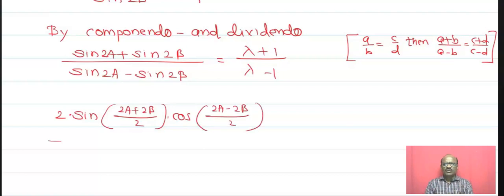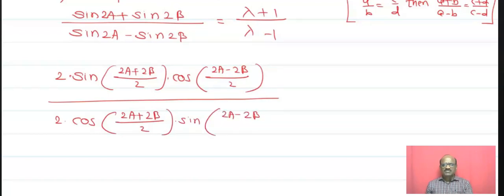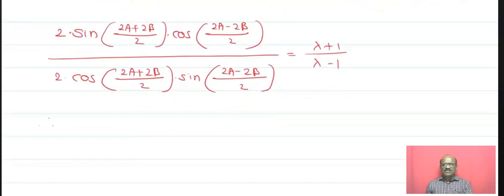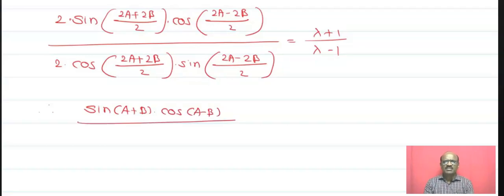Very nice, look at both formulas. One has a plus sign in the numerator and the denominator has a minus sign, so the only change is that cos comes first, then the sine term comes. Now normal simplification: lambda plus 1 upon lambda minus 1. The 2 gets cancelled. You will get sin of a plus b, and here a minus b gives you cos of a minus b. And the denominator also has cos of a plus b into sin of a minus b.